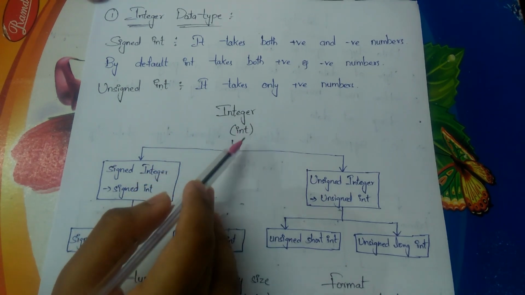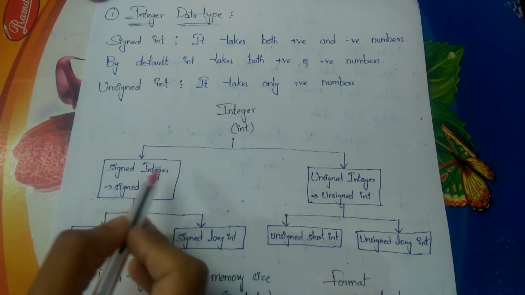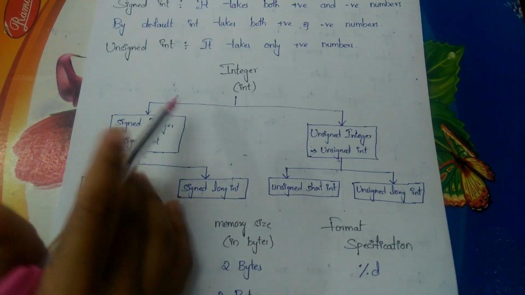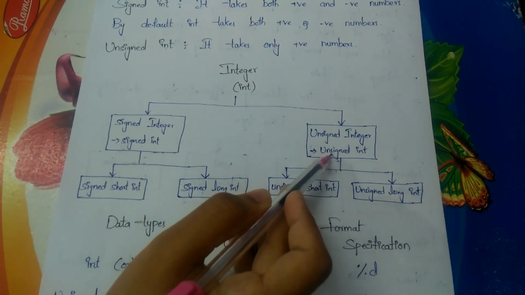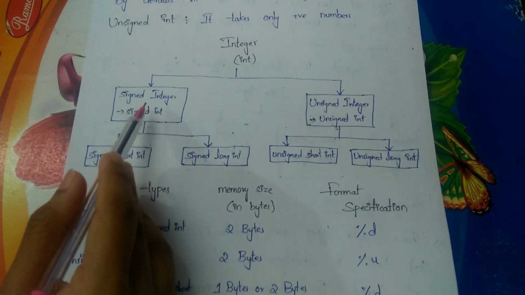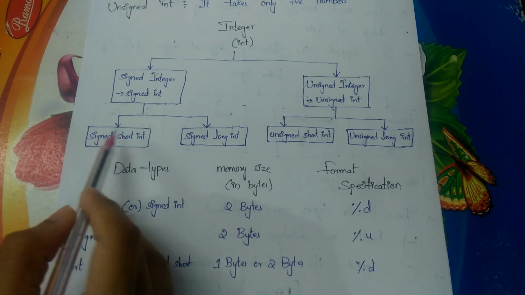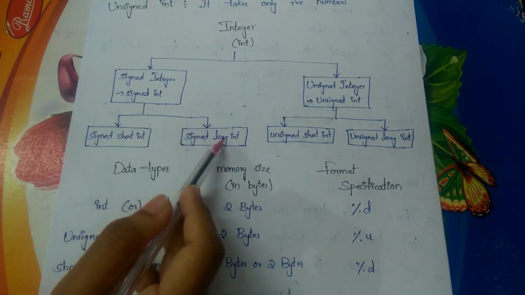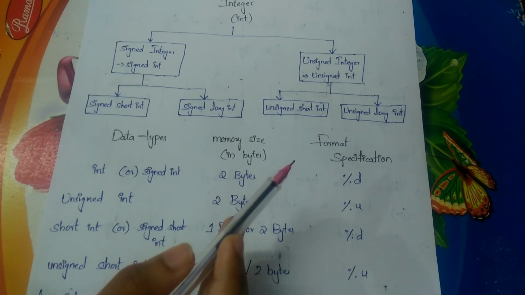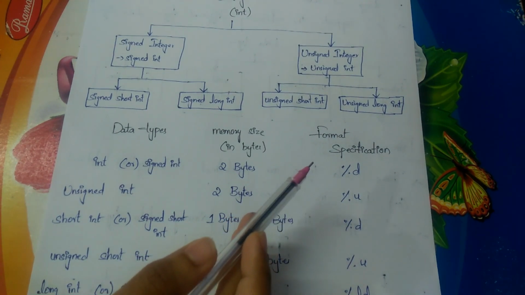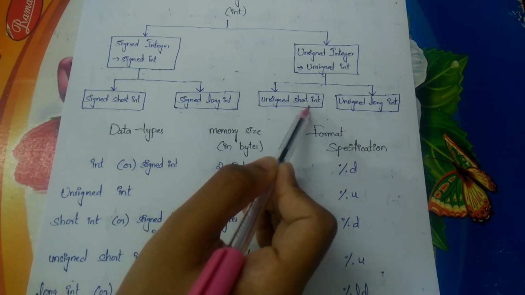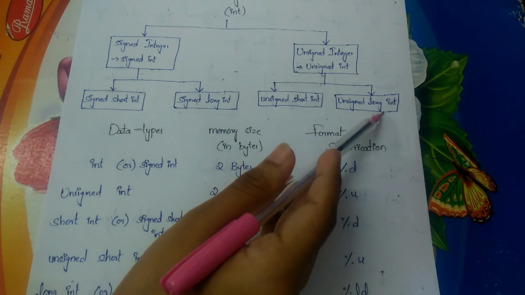Now for integer, the keyword is int. It is of two types, signed integer and unsigned integer. For these we use the keywords signed int and unsigned int. In signed integer we have two types. The first one is signed short int and the second one is signed long int. Short and long have different ranges, and the memory will also be different. In unsigned integer also we have two types: unsigned short int and unsigned long int.